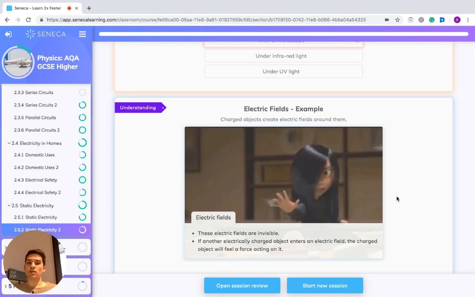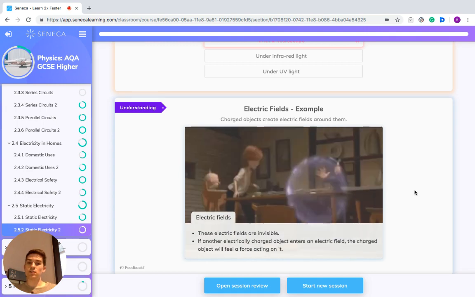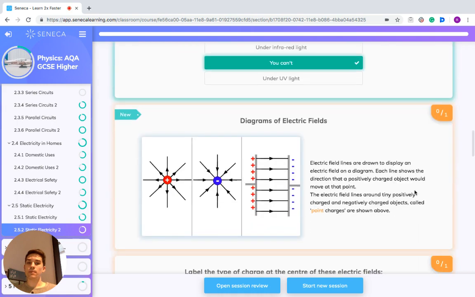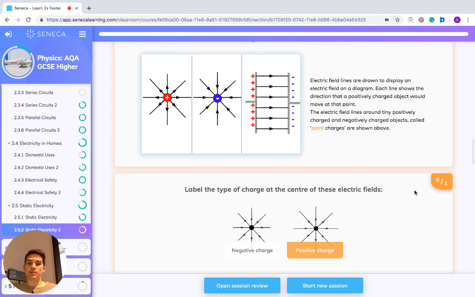Now, electric fields are invisible, and if another electrically charged object enters an electric field, the charged object will feel a force acting on it. Now, you need to know that there are two different types of charge: negatively charged fields and positively charged fields, or parts of the field. So positively charged fields will repel other positive charges, and negative charges will attract positive charges.